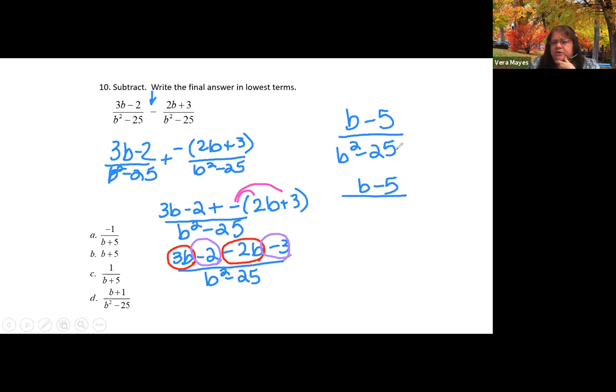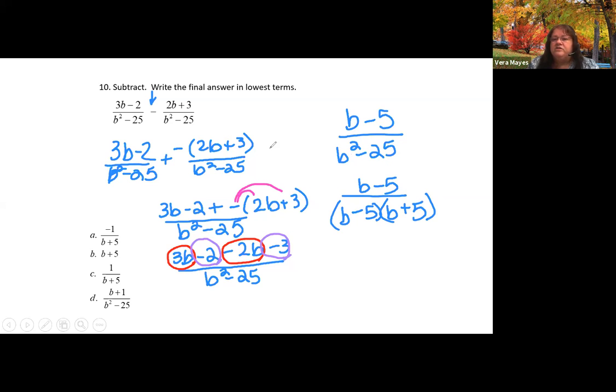B squared minus 25. Well, that's two terms with a minus between them, and they're both square terms. So I know this is that difference of two squares where one is minus, one is plus, and then they match. So b squared is a b and a b. Square root of 25 is a 5 and a 5.